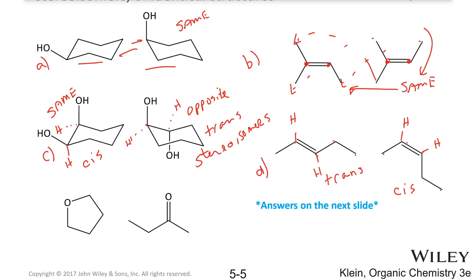The next set of molecules doesn't even have the same connectivity. The first one is a 5-membered ring. The second one does not even have a ring. So these are completely different. These are actually constitutional isomers.